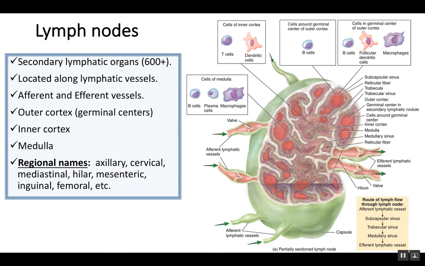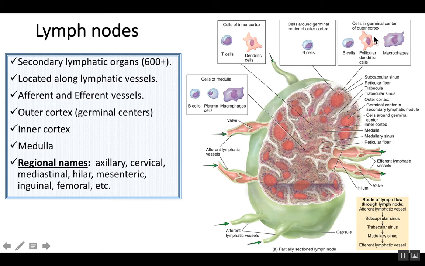Lymph nodes are scattered throughout the body, over 600 of them, in different locations, different regions. Lymph flows into them using afferent lymphatic vessels. Then the lymph node will filter out those pathogens, destroy those pathogens.